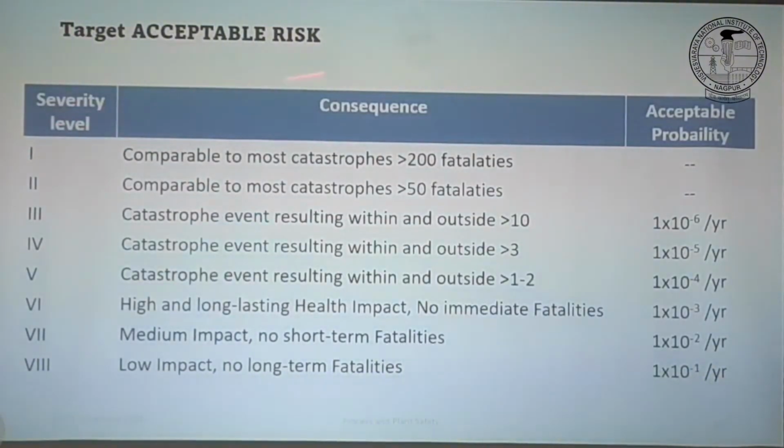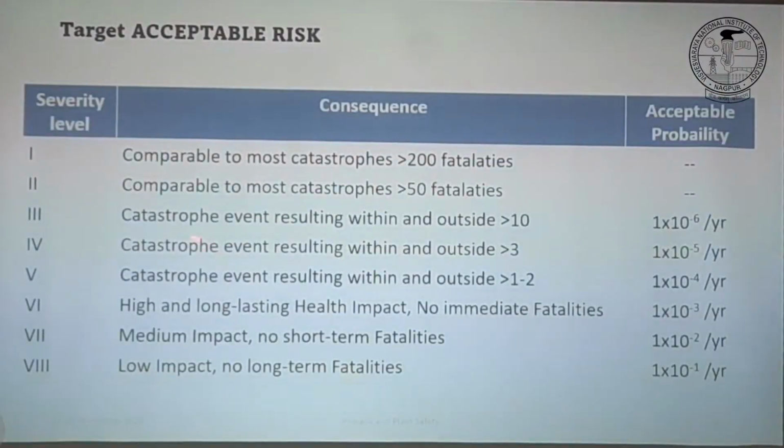Now, severity, acceptable risk, severity level, you could see 1, 2, 3, 4, 5, 6, 7, 8. So, the Bhopal gas disaster, Chernobyl, they all fall in this category, right? And that's the company's policy. They say this is acceptable for me, or this is acceptable for me, or this is acceptable for me. So ideally, everybody should target this, low impact, no long-term fatalities.